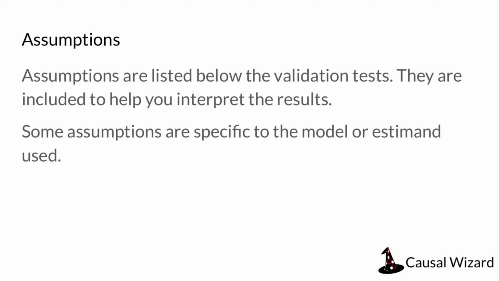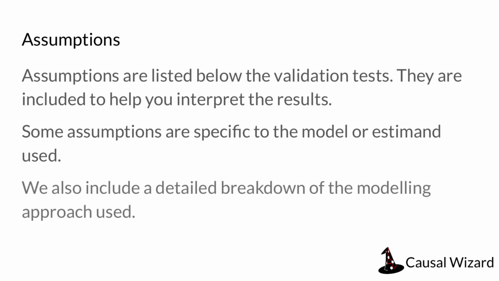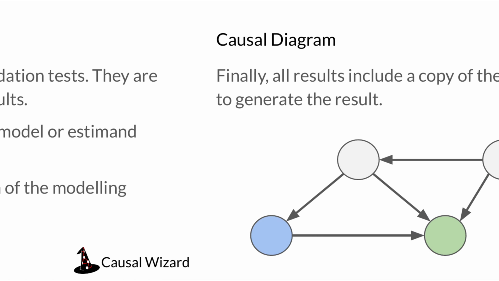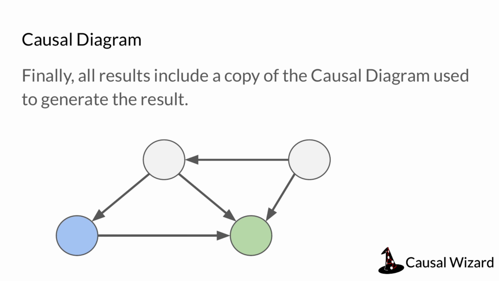Below the validation tests you'll find a list of assumptions, which are included to help you understand and interpret the significance of the results. It may be worth reviewing them while thinking about the implications of the results. Some assumptions are specific to the model or estimand used. We also include a detailed breakdown of the modeling approach used. This is really useful when comparing results obtained using different models or with changes to the domain knowledge you provided. Finally, we include a copy of the causal diagram used to generate the result.